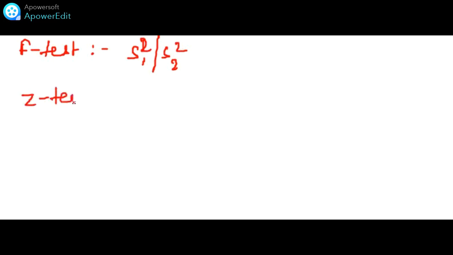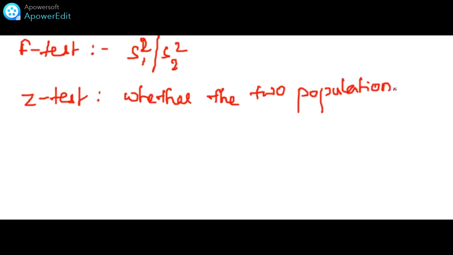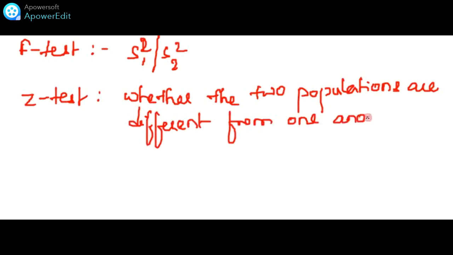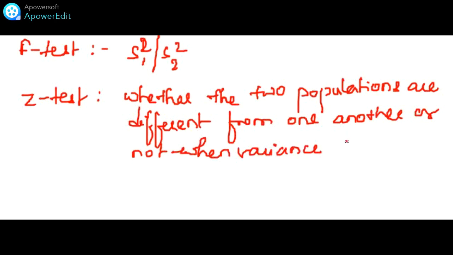Next we come to the Z-test. What is the Z-test? It is the statistical technique used to determine whether two populations are different from one another or not, when variance is known. In the Z-test, variance is known to us, because in the formula of the Z-test the variance is there, without which you cannot find the value of Z.